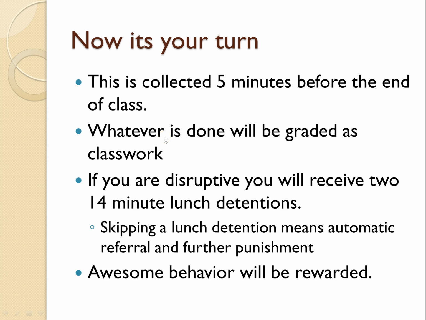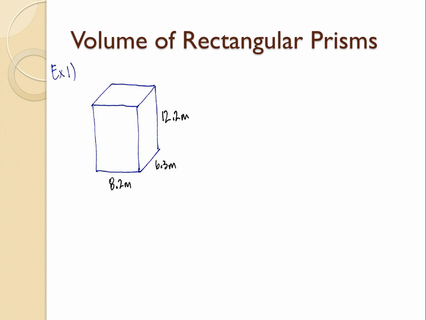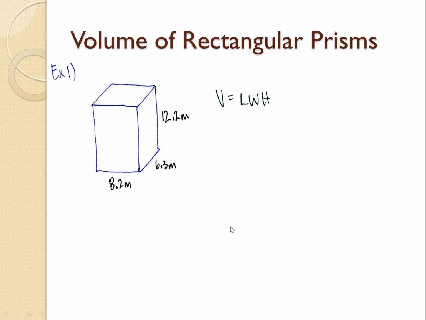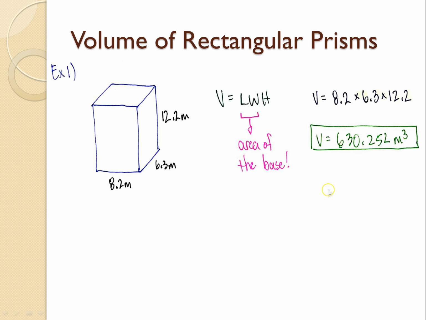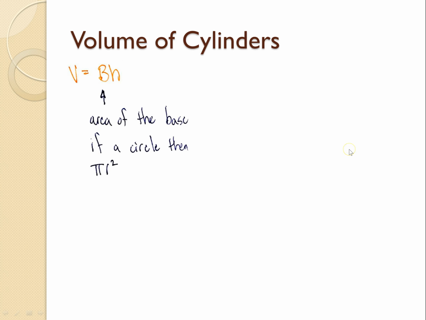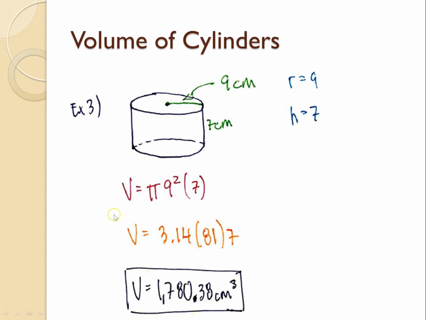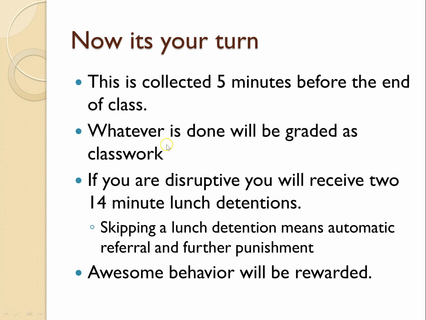Now, remember, at the very beginning of this whole presentation, I told you that on the back of your sheet, you need to staple a sheet with all of the work, which means you need to have the volume formula and the answer written down for any of these problems. Just like you see here, volume equals capital B times H, 13 times 7, and your answer. Or for example 2, these 3 steps here, pi times 9 squared times 7, 3.14 times 81 times 7, and the answer written on a sheet of paper stapled to your page. Okay, whatever work is done will be graded as classwork.